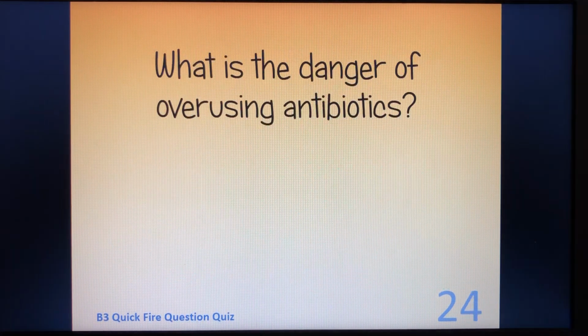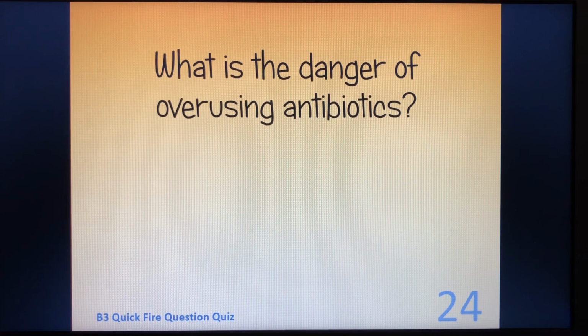Question 24. What is the danger of overusing antibiotics? Now, some people forget that you actually get the antibiotics by being prescribed them by the doctor. So they're not an over-the-counter medicine. You can't go to a supermarket and buy them, or a chemist or a pharmacist and buy them. You have to get them from the doctor. But what is wrong, what is bad about overusing them, having lots of antibiotics in the space of, say, a year?